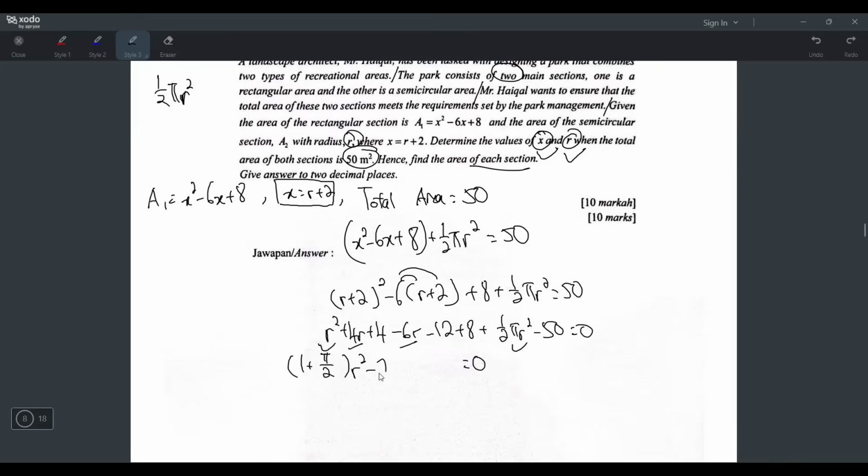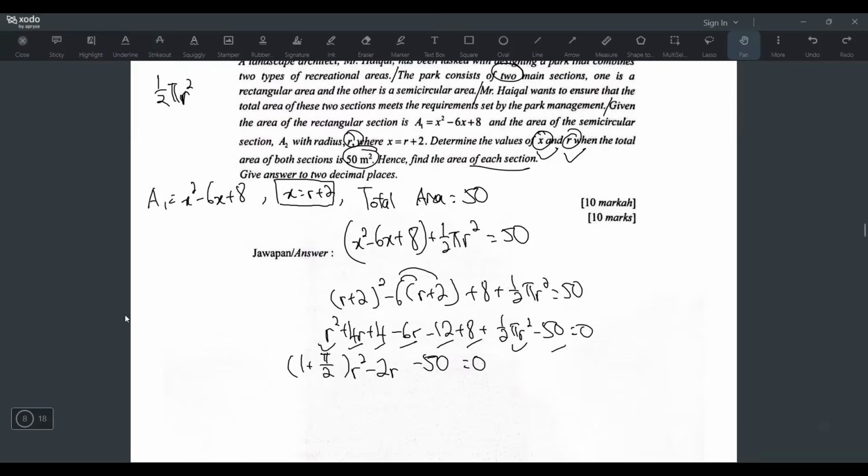So 4 minus 2 is negative 2r. Okay, the last thing is the value. So 4 minus 12 plus 8 minus 50. Let's press 4 minus 12 plus 8 minus 50. My calculator gives me negative 50. Right? So there you have it. That is your quadratic equation involving r.